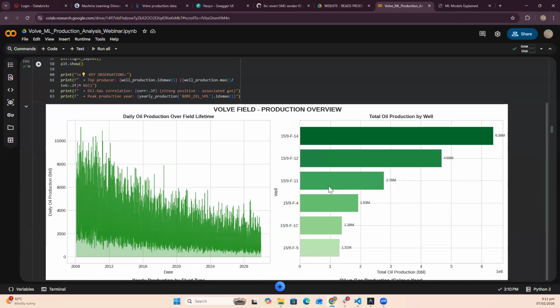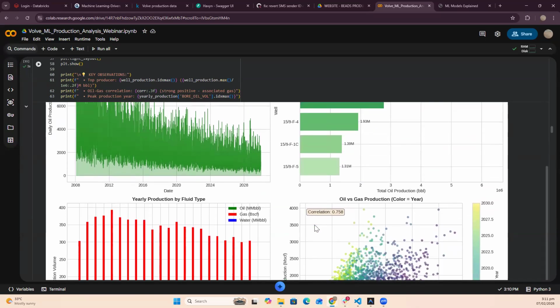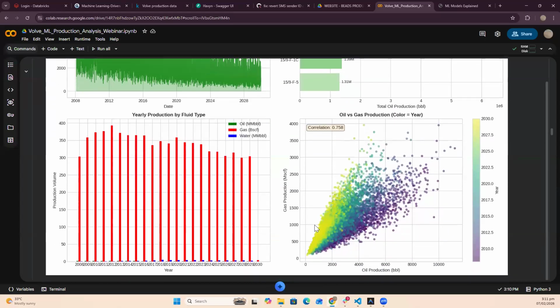We can also see total oil produced by well, right? So from the graph, what we can see is that well 15/9 had the best production, followed by the next one, followed by the next one, right? So these are some exploratory data analysis that you can do on your data so that you can derive the best. So we can see oil versus gas production, the relationship between oil and gas, right? So we can see as gas keeps moving, oil keeps moving, all right?